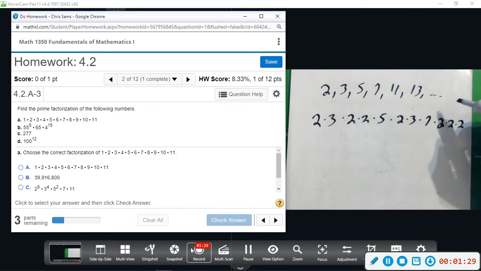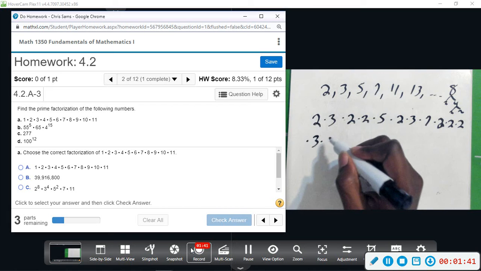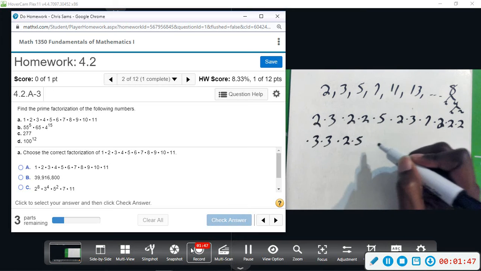If we did a factor tree, we would do 8 and then break it down to 2 and 4, and that 4 will go to 2 and 2. So that's how we're getting those 3 2's. And then 9, we'll multiply 3 times 3. 10, we can rewrite as 2 times 5, and 11 is prime.